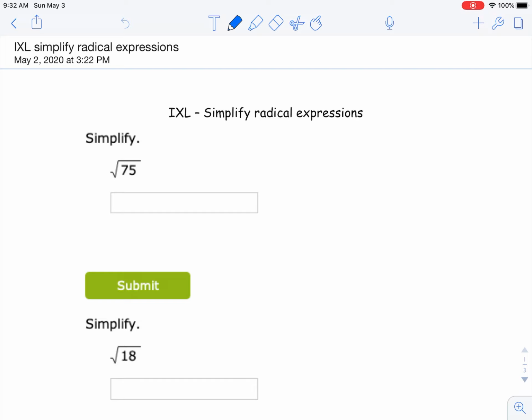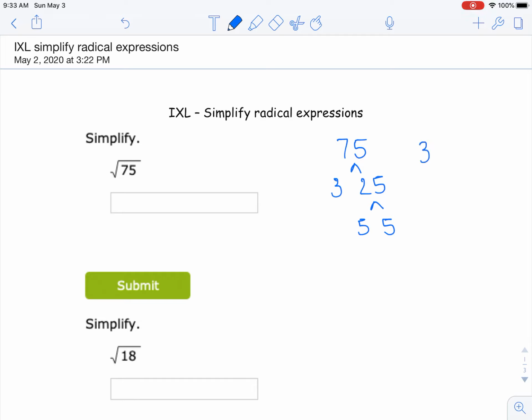This is an IXL video for simplify radical expressions. To simplify a radical expression, it's helpful to do prime factorization. And in order to pull things out, I'd like you to do this without a calculator, because it is a good skill to have. So first thing to do in simplifying a radical is to do the prime factorization or prime factorization tree.